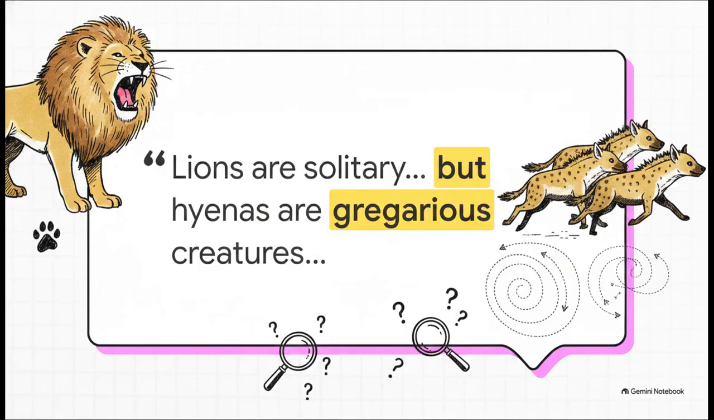Let's look at a quick worked example. Say you're reading this sentence. "Lions are solitary creatures that prefer to hunt alone, but hyenas are gregarious creatures that hunt in packs." Now let's pretend you have absolutely no idea what gregarious means.